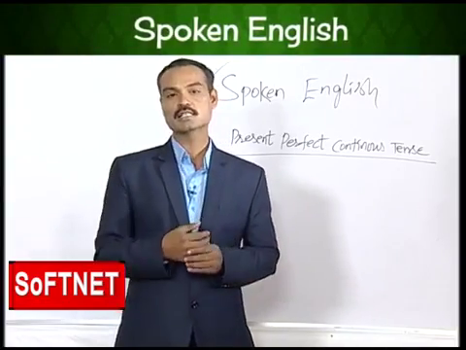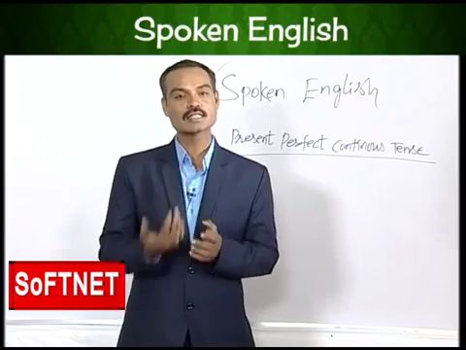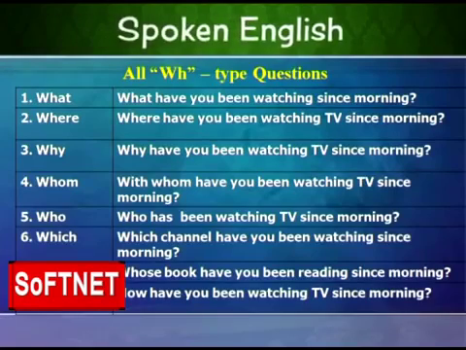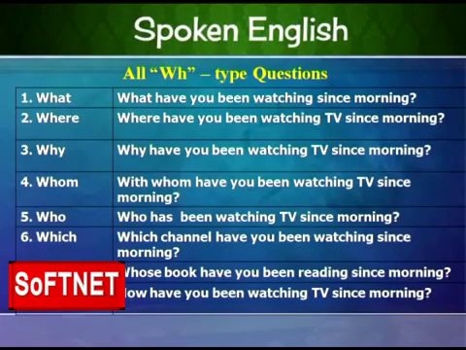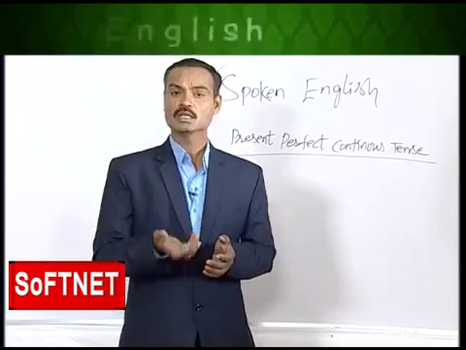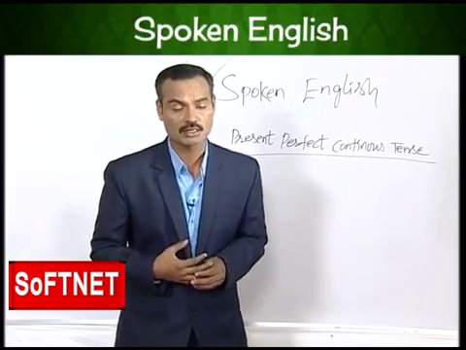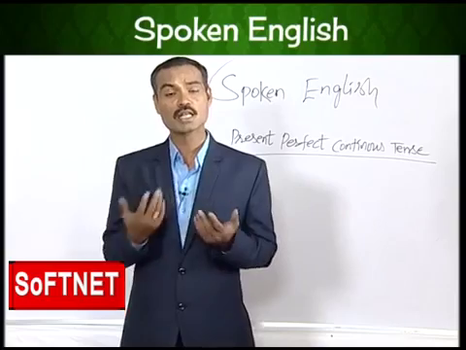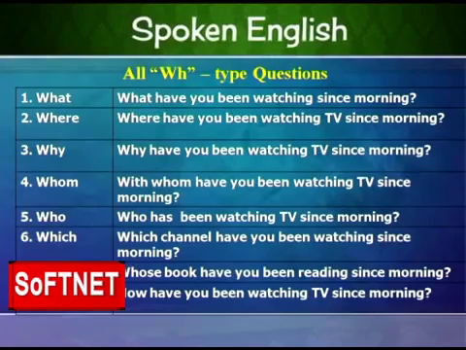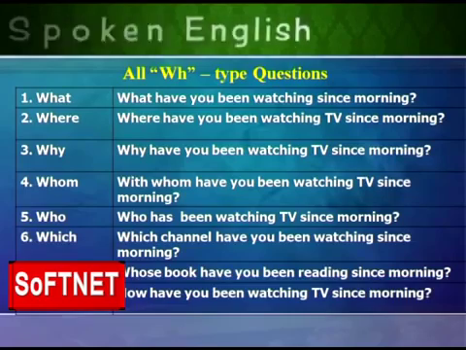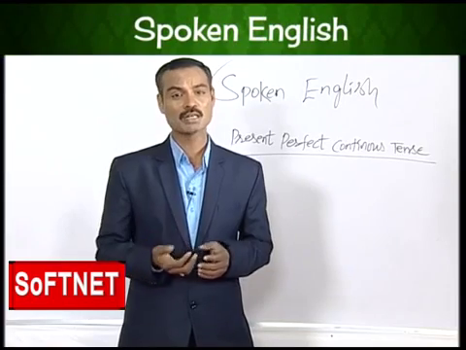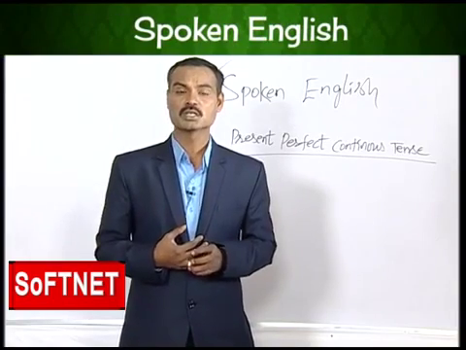Shall we practice the same table with he? What has he been watching, where has he been watching, why has he been watching, how has he been watching. Next you take she, next subject is she. What has she been watching, where has she been watching, why has she been watching, how has she been watching. See, with whom has she been watching. So like that you can ask with any subject.